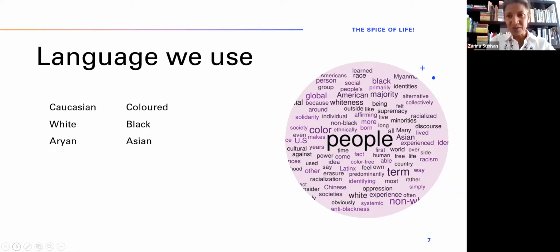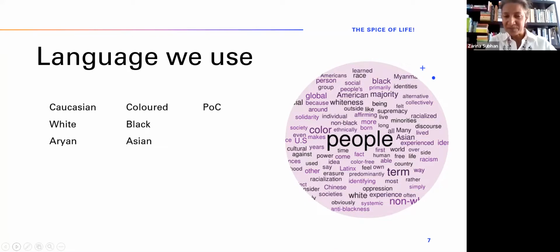Coloured, when I was growing up, was something a little bit uncomfortable. You said it because you didn't really know what to call someone. And if someone called me coloured, as a child, I remember thinking, I'm not black or green or blue. Why are they calling me coloured? And this article talks about these terms as well.